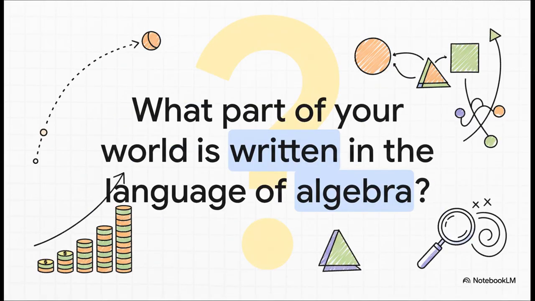So I'm going to leave you with this final thought. Now that you can recognize some of the vocabulary and the grammar, you might start to see it, well, everywhere, from the perfect arc of a thrown ball to the way your savings account grows over time. What relationships, what patterns in your life can be described by this secret language?